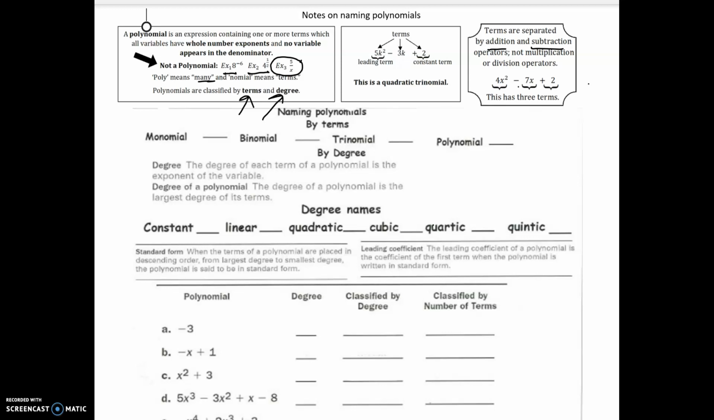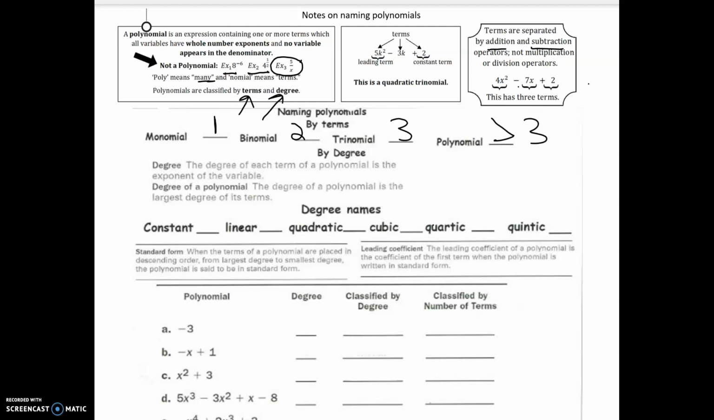So if you have a monomial, that is going to be 1 term. Binomial is 2 terms. Trinomial is 3 terms. And anything that is greater than 3 terms, we're going to call a polynomial.